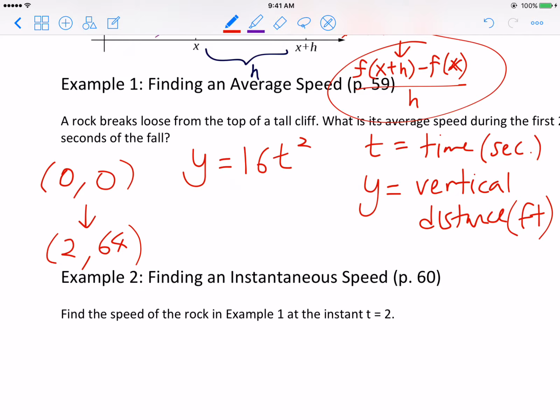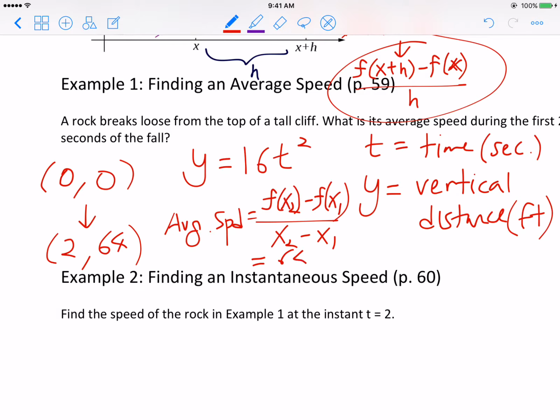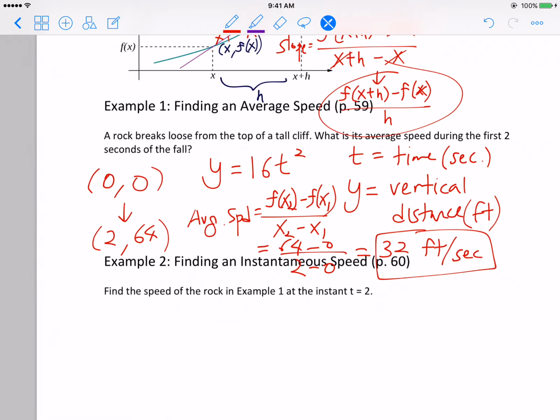If you were to draw a graph for this, it means that after 2 seconds, the vertical distance covered was 64 feet. To find the average speed, all you have to do is use the slope formula, which is f of x sub 2 minus f of x sub 1 over x sub 2 minus x sub 1. That is the same as 64 minus 0 divided by 2 minus 0, and that gives you 32. The unit is feet per second. So that is your average speed.